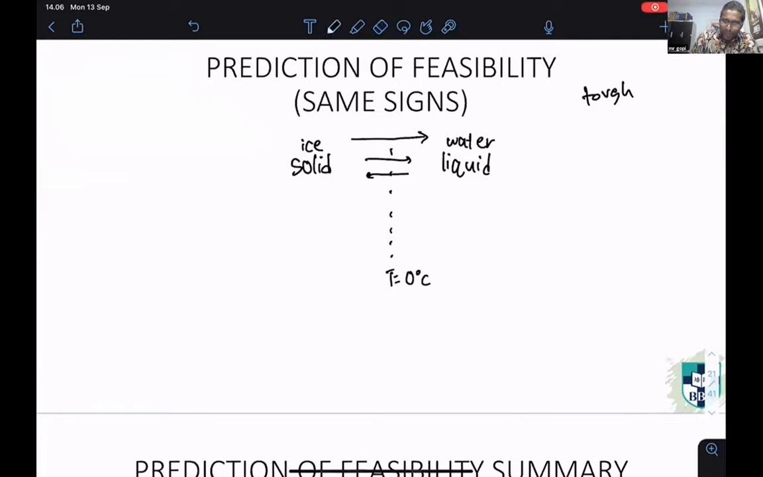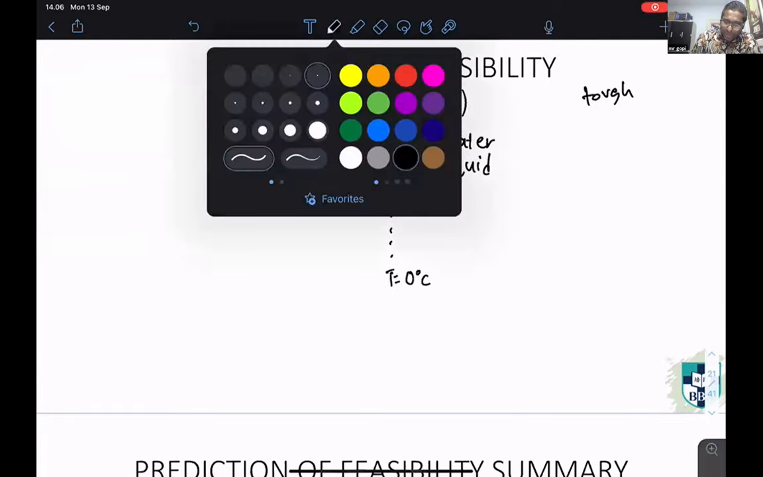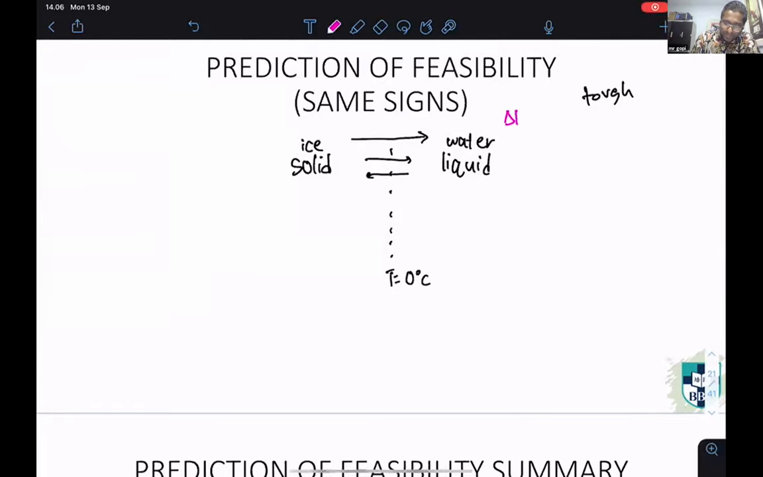Let's say ice turns into water. Everyone should know, yeah? Ice turn into water, what kind of reaction is this? Delta H is going to be positive, endothermic reaction, yeah? And ice turning into water, ice is rigid, ordered, and water is going to be moving around, your entropy is also going to be positive. If you have this, now you have the reaction ice turning into water to be spontaneous at what condition?